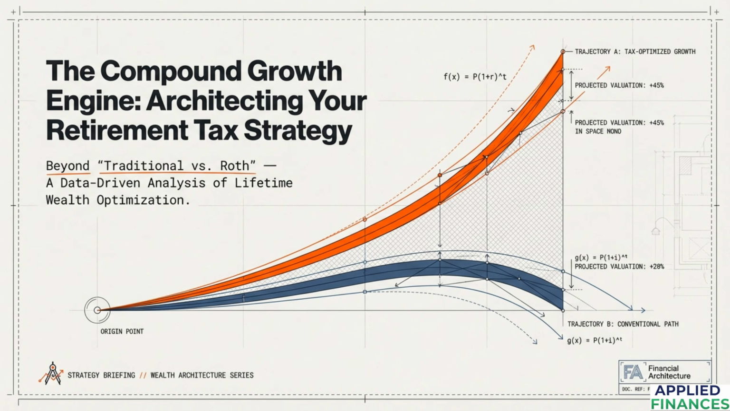We are launching a data-driven analysis of lifetime wealth optimization to understand how different tax structures impact the velocity of your wealth accumulation. This is not just about saving for the future, but about engineering a system that maximizes every dollar you earn across your entire lifespan. We will look at the mathematical underpinnings of growth and how different tax environments can either act as a catalyst or a drag on your portfolio.